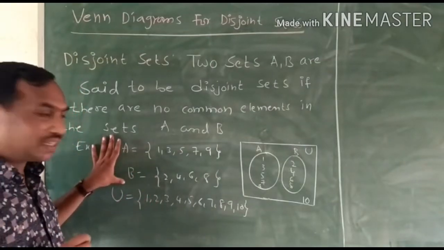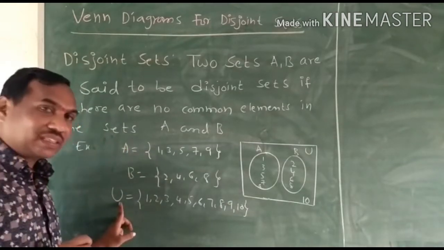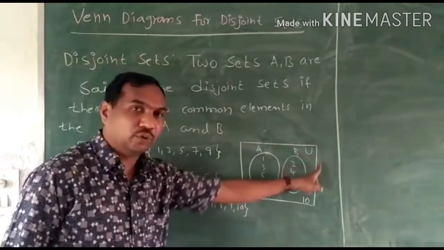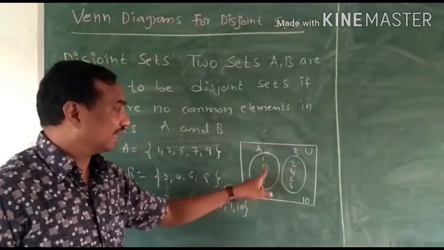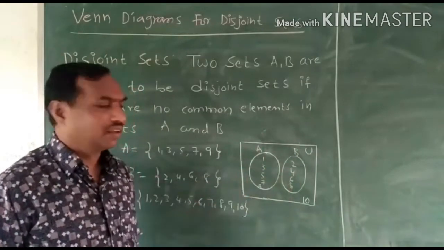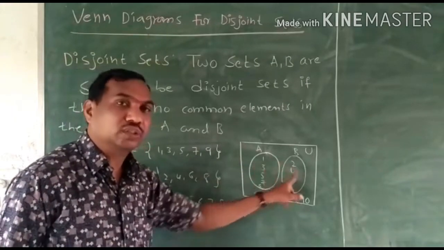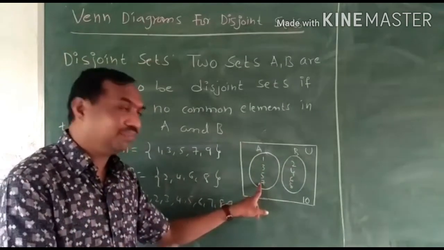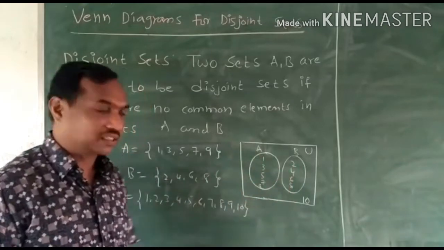Suppose I am representing these two sets with one Venn diagram. I am taking the universal set as the natural numbers, denoted with a rectangle. I am taking A as 1, 3, 5, 7, 9 and B as 2, 4, 6, 8. Because there are no common elements, there is no need of joining these two sets. A is a completely different set from B, and B is completely different from A.